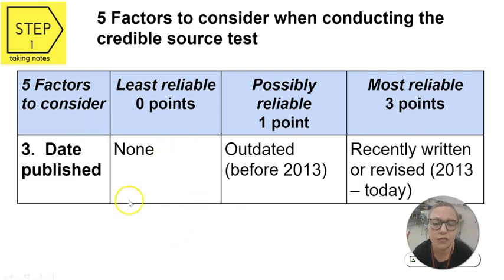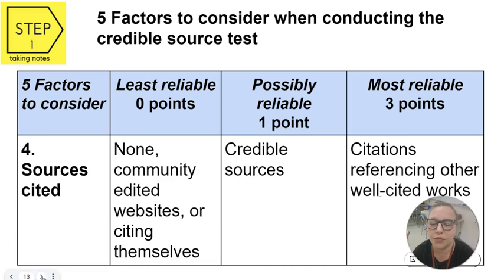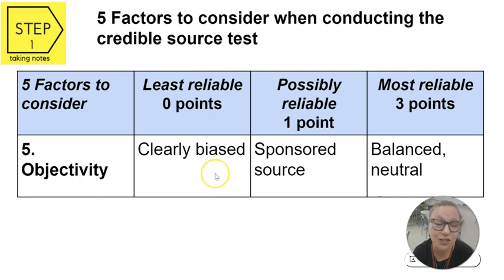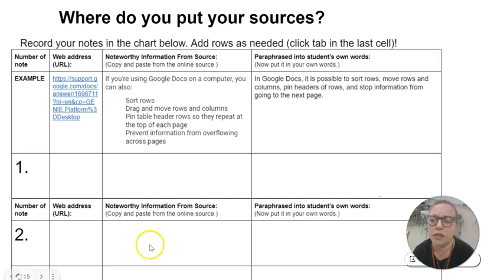Date published is the next one. If there's no date, that's 0. If it's before 2013, it's outdated, so it gets 1 point. If it's 2013 to today, it gets 3 points. The fourth factor is sources cited. If they say where they got their information from, then it's more credible. Community edited websites, that's what Wikipedia is, so it's not reliable. Possibly reliable if they have credible sources cited. And the most reliable is if they have citations referencing other well-cited works. The last one is objectivity. If it's clearly biased, if it's clearly arguing one side over the other on your controversial topic, it gets 0 points. 1 point if it's sponsored by someone who's biased, and 3 points if it's balanced, neutral, like a news source.